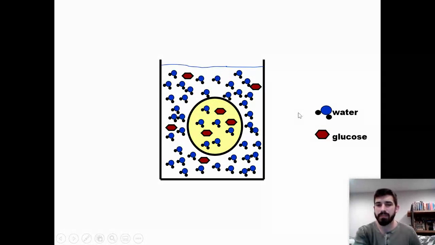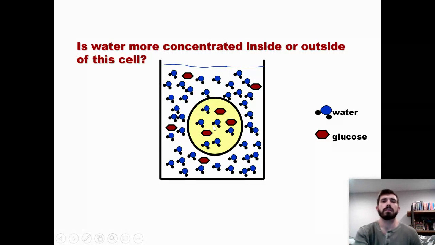Okay. Let's do some practice stuff. You're about to see a lot of words that we went over many times last week. Right now, is there a higher concentration of water inside the cell, this yellow area, or is there a higher concentration of water outside the cell? Hopefully you were able to answer that the higher concentration of water is outside the cell.